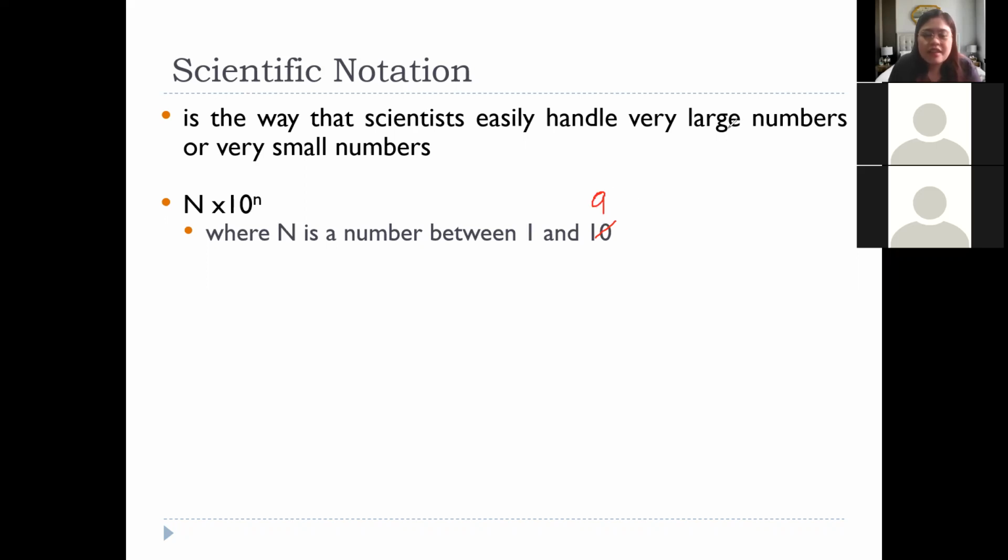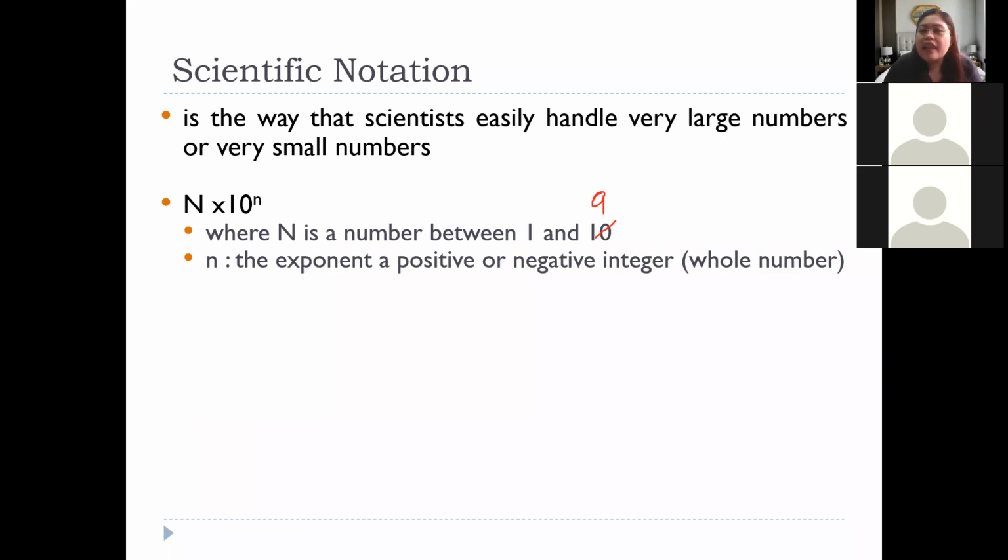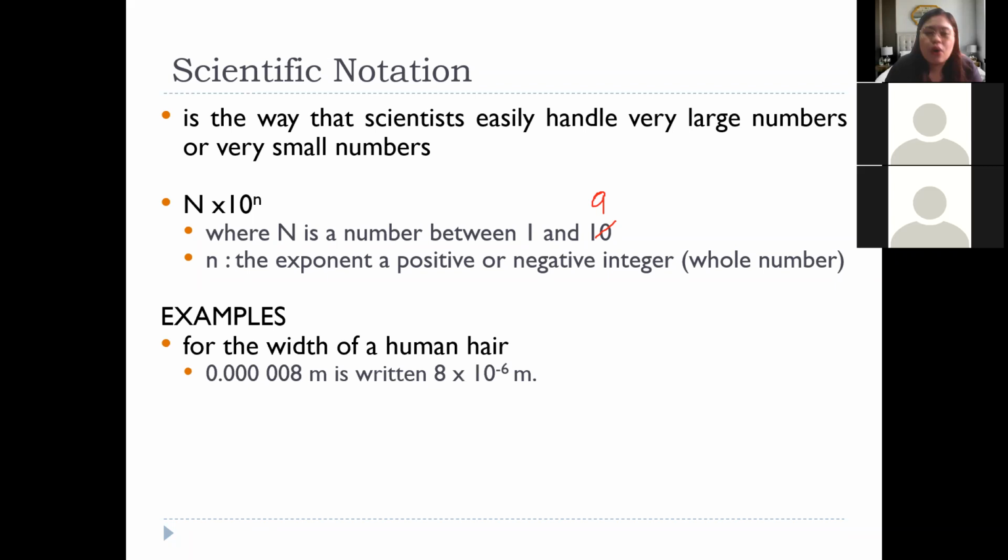Again, let me correct this. The capital letter N here can have values from 1 to 9 only. More than 9 is already wrong when it comes to following the correct format of scientific notation. Again, the values should be 1 to 9 for your capital letter N. And the small letter n is your exponent. It can be positive or negative as long as it is a whole number.